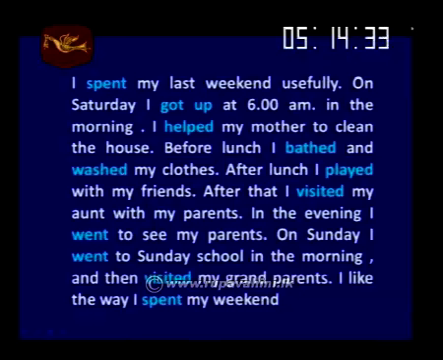After lunch, I played with my friends. There, "after lunch" is there. "After that" is there. After that, I visited my aunt with my parents. So visited, simple past, is there.